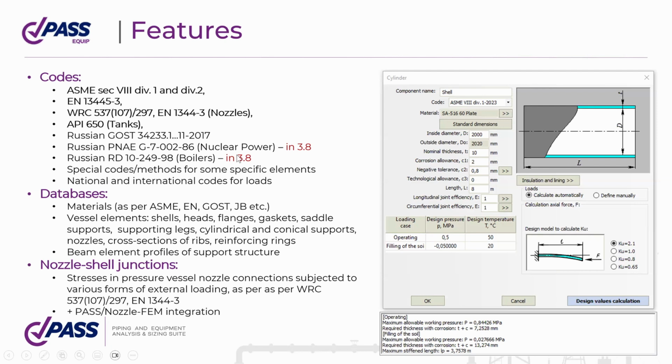For nozzle shell junctions, as I already told, we use WRC, but we also have integration with PassNozzle FEM. So any shell nozzle junction connection, you can export and immediately open in PassNozzle FEM and calculate. But I guess Andrey will show.